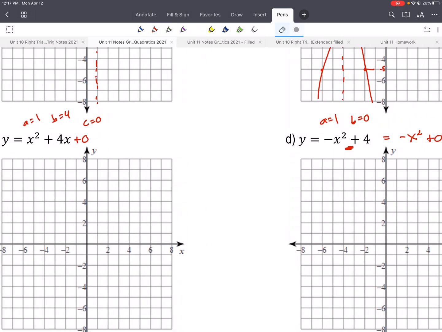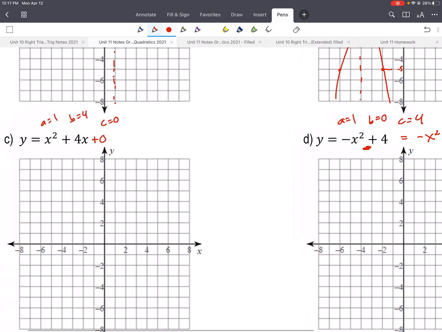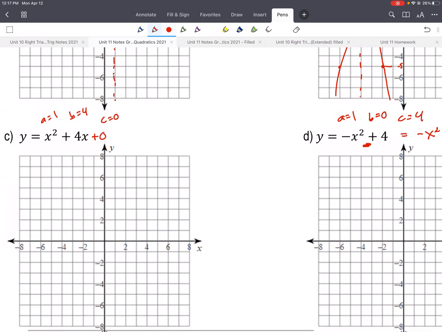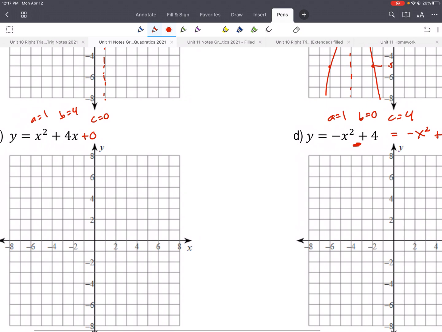Where here the constant is 4. So just keep that in mind, the difference between those two. They both have 2 terms, but on the left side, the constant's missing, C is 0, and for D, the middle term is missing. That gives us B equals 0.